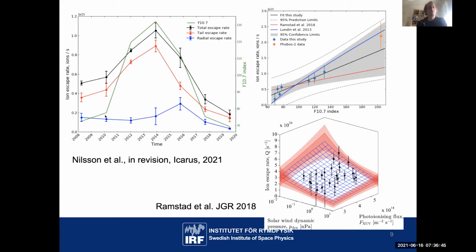We recently complemented that with a study where we divided all the Mars Express data into periods with a length of 1 Martian year. And we also see a very clear solar cycle dependence. The black line here is the total escape rate. The green line is the F10.7 index. And we made a fit of that, just a simple linear fit, where we also compare with the Ramstad value and another from Richard Lundin.